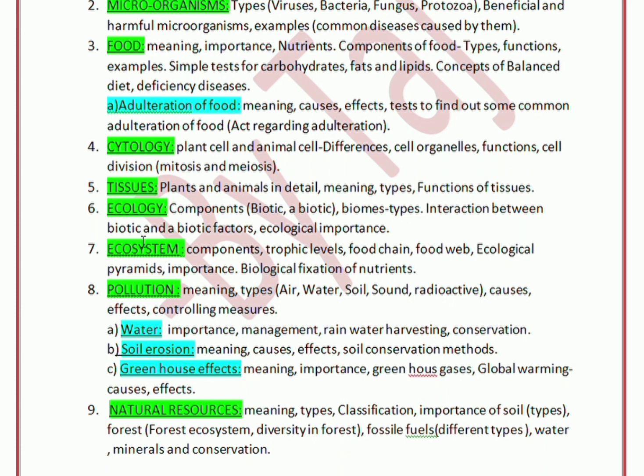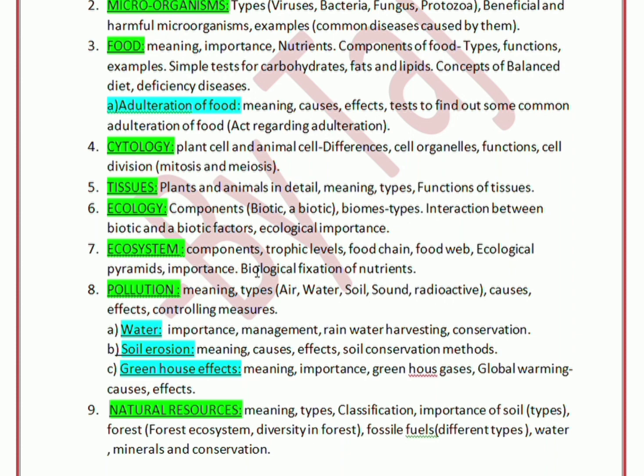Next, in the sixth chapter, what you have to learn is about the components, biotic and abiotic components. Biotic means living forms and abiotic means physical factors. Biomes and types, interaction between the biotic and abiotic factors, ecological importance that you have to learn in the concept called ecology. Coming to the seventh chapter is ecosystem.